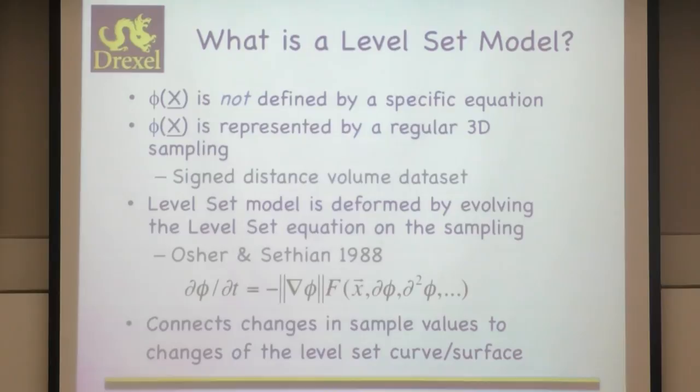So again, it's implicit. We have these samples, and a PDE that we're going to evolve over those samples, and we're going to connect this all together to do a lot of nice stuff with geometry. So there's that speed function.